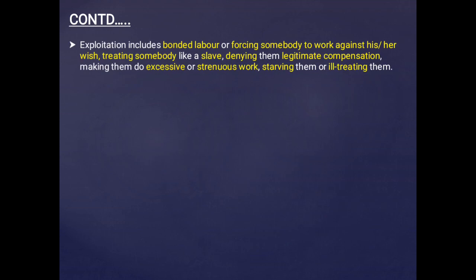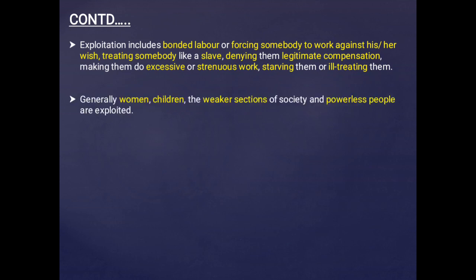Exploitation includes bonded labor or forcing somebody to work against his or her wish, treating somebody like a slave, denying them legitimate compensation, making them do excessive or strenuous work, starving them, or ill-treating them. Generally, women, children, the weaker sections of society, and powerless people are exploited. This right enables us to stand up against any kind of exploitation.